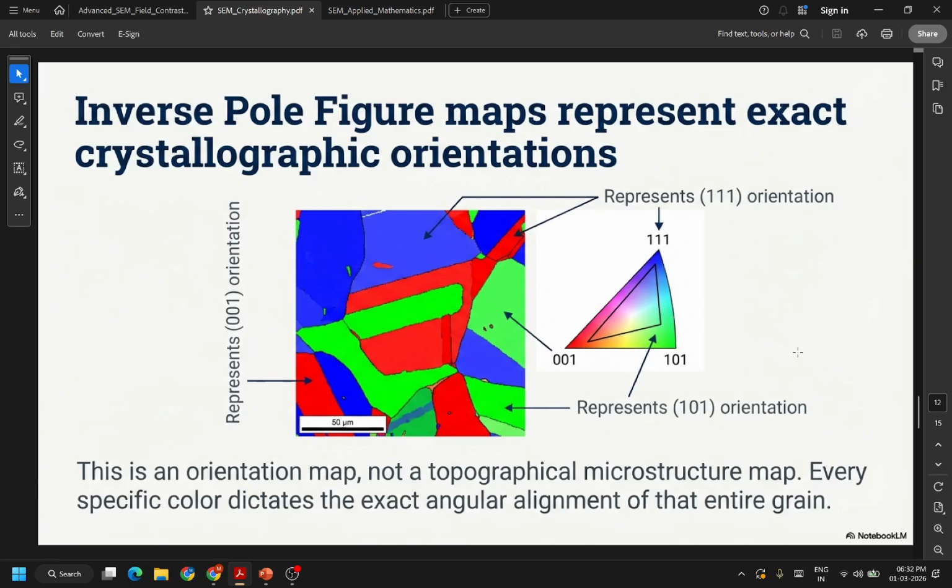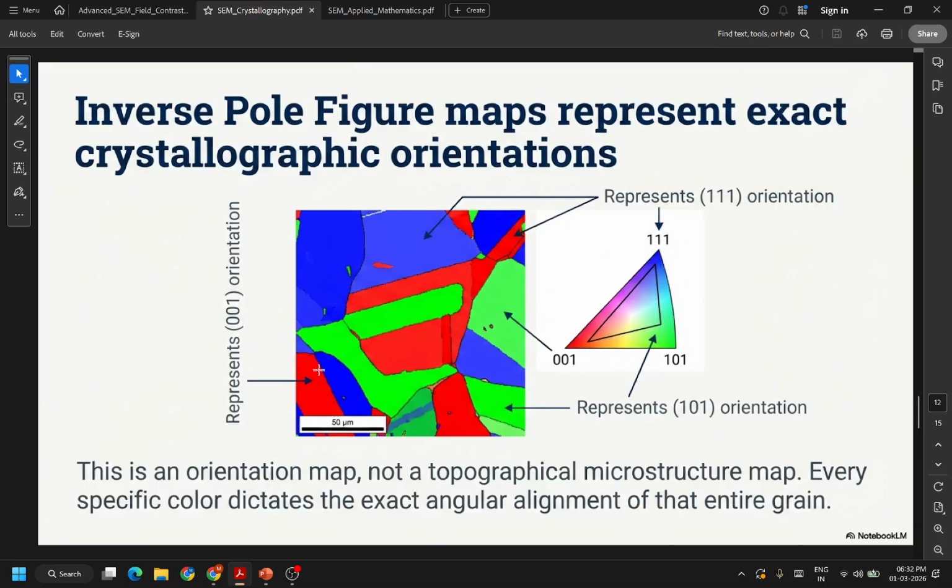So next is your inverse pole figure maps. What they do is they represent exact crystallographic orientations. So this is not an orientation map. This is an orientation map. It is not a topographical microstructure map. So it is not giving you surface microstructure. It is giving us orientations of different grains. So that is, which grain is of which direction.